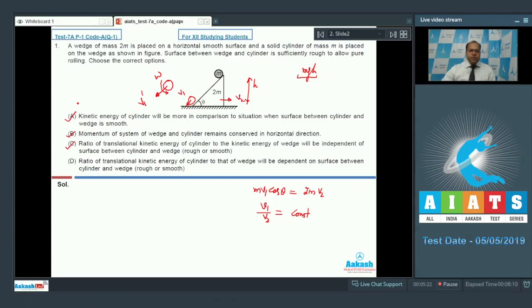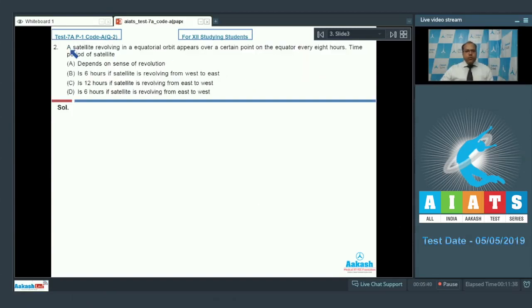Let's move to question number 2. In question number 2, a satellite revolving in an equatorial orbit appears over a certain point on the equator every 8 hours. The time period of the satellite is asked. So we have to check the validity of the given options. Let this be the planet and its equatorial plane be this, and a satellite is revolving in the equatorial orbit.